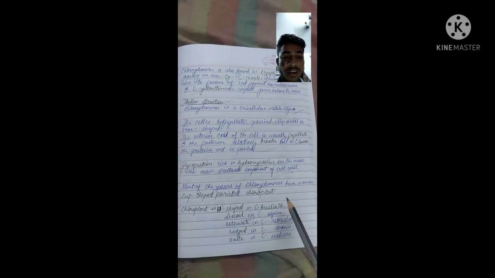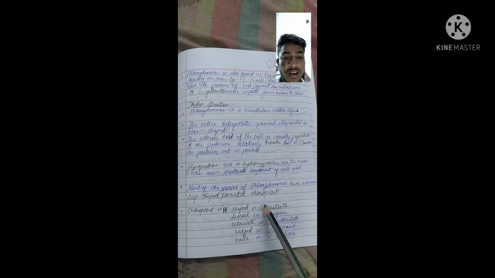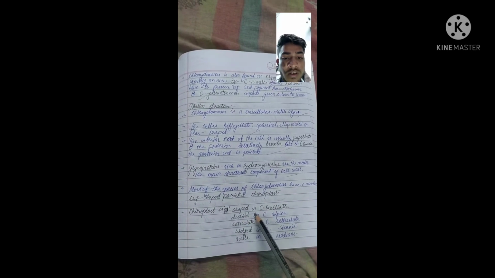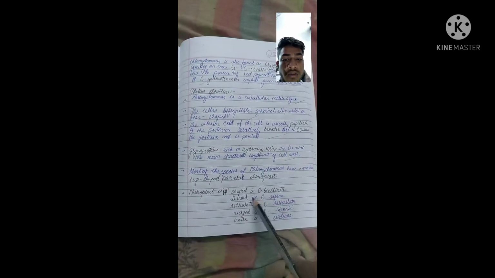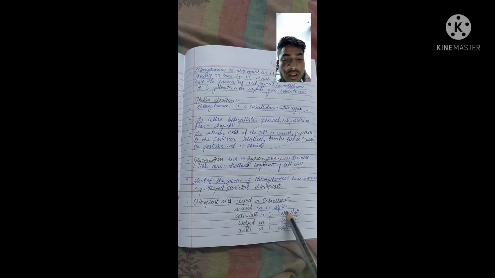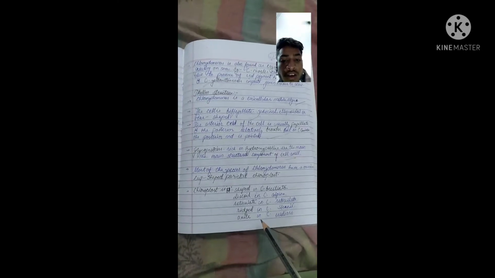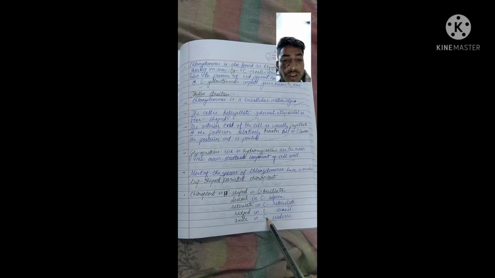Most of the species of Chlamydomonas have a massive cup-shaped parietal chloroplast. The chloroplast shape is bowl-shaped in C. alpina, reticulate in C. reticulata, ridged in C. steinii, and axial in C. irradians. C stands for Chlamydomonas.